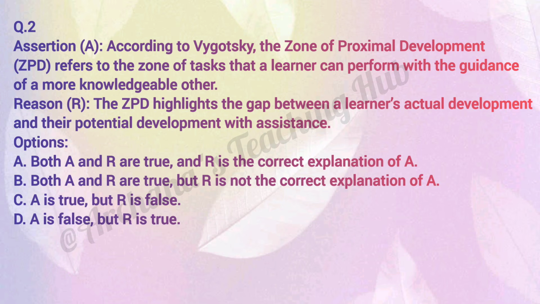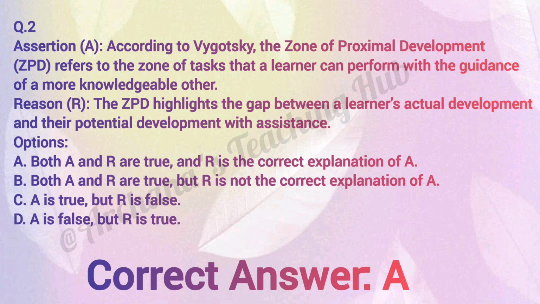Question number 2. Assertion A: According to Vygotsky, the zone of proximal development (ZPD) refers to the zone of tasks that a learner can perform with the guidance of a more knowledgeable other. Reason: The ZPD highlights the gap between a learner's actual development and their potential development with assistance. Correct answer is option A. Both A and R are true. R is the correct explanation of A.